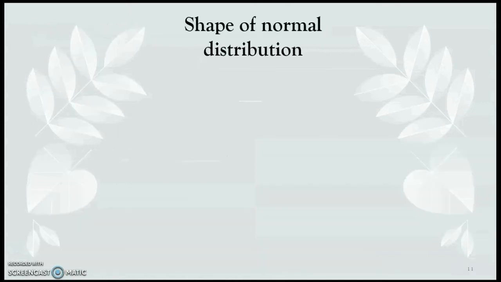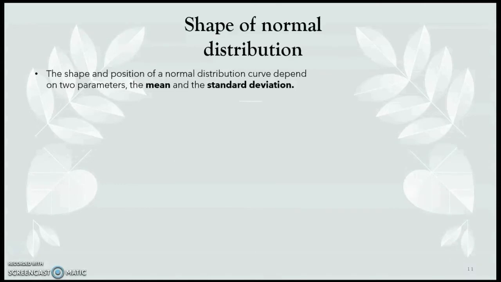Next, let's see the shape of a normal distribution. The shape and position of a normal distribution curve depend on 2 parameters, the mean and the standard deviation.